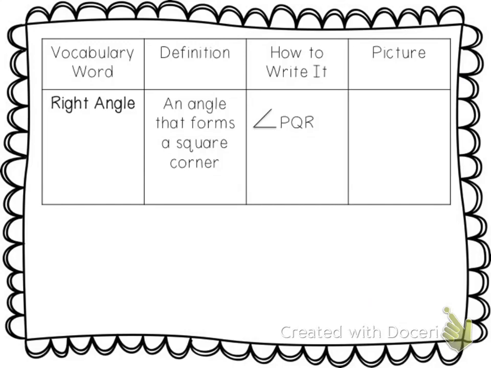Okay, now we're going to talk about our types of angles. There's three main types of angles that we're going to talk about. A right angle is an angle that forms a square corner.